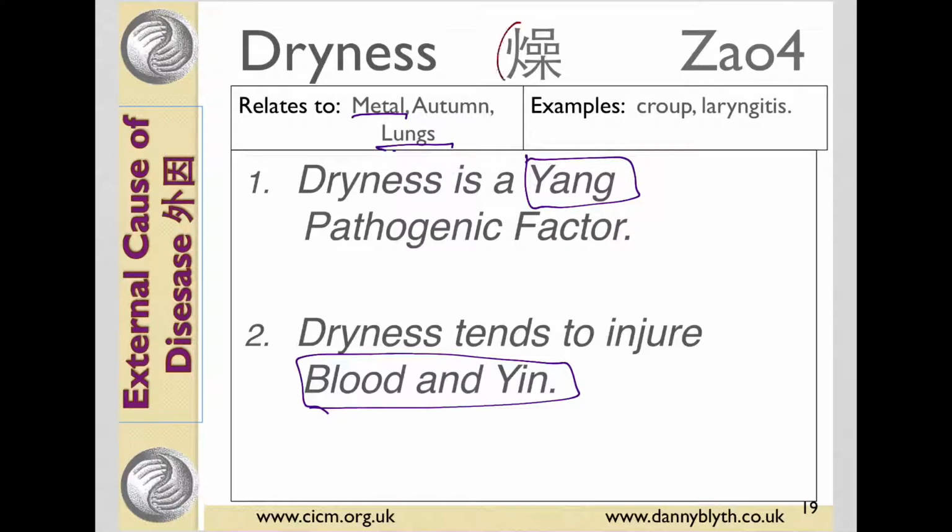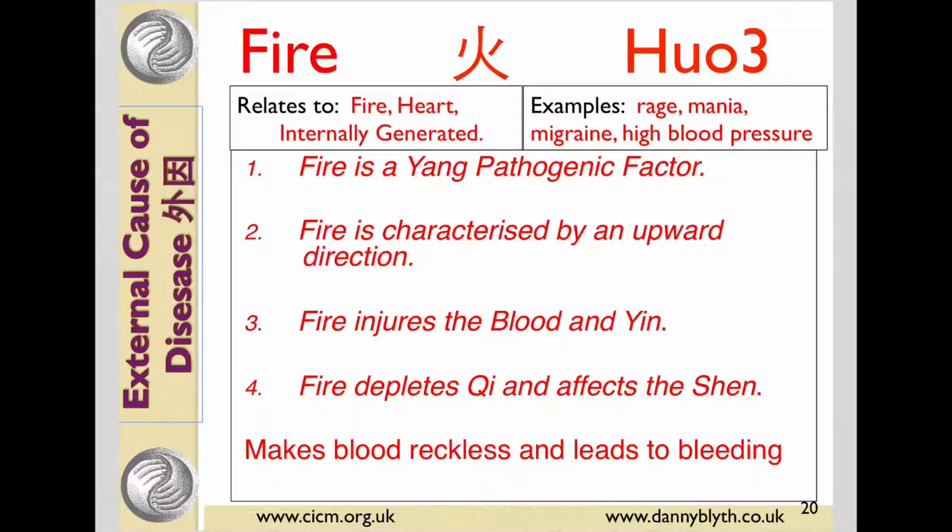So the character shows fire on the left, flames rising up, and the right is a phonetic. It actually shows the bottom is a tree, and we've got birds sitting in the tree, so it's noisy, but it has no meaning. So again, we have the character of just flames rising up. Fire relates to the fire element and to the heart. Examples: rage, mania, migraine, high blood pressure is where we might see it.